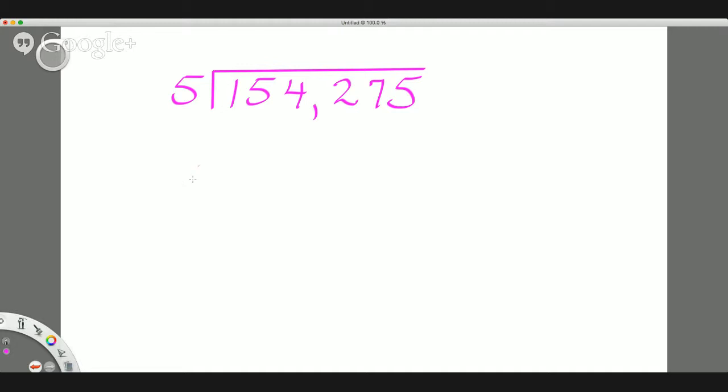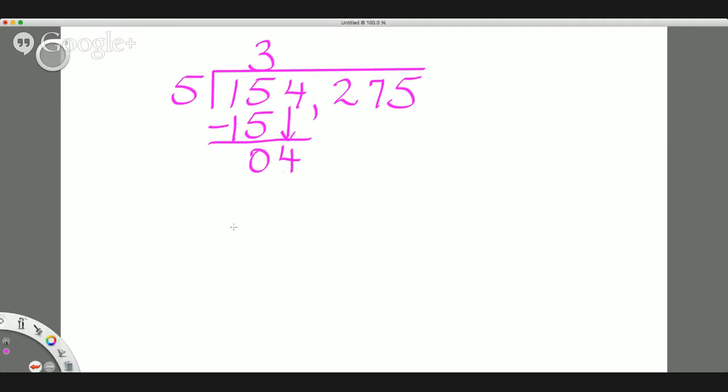Okay, so let's take a look. So 1 divided by 5 we can't do, but we can do 15 divided by 5. 15 divided by 5, that's 3. Divide, right? We divided, and now we're multiplying. 5 times 3 is 15. Then we subtract. We get 0. 15, any number take away itself is 0. 15 take away 15 is 0.